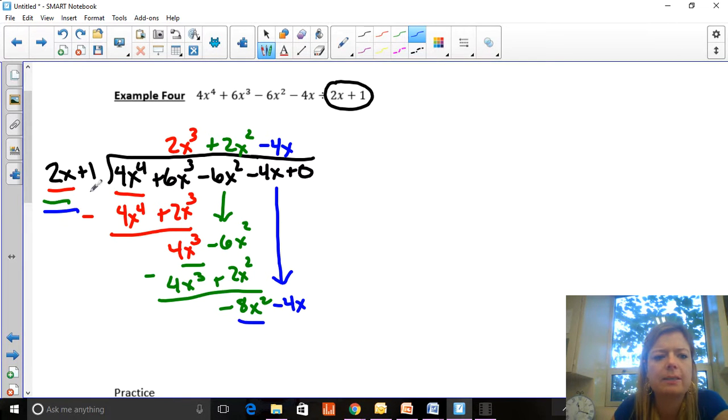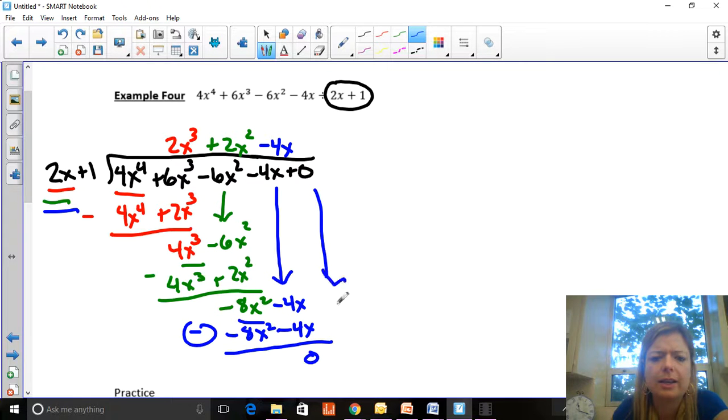Multiply this times this, so minus 8x squared minus 4x. I subtract, and I get 0, okay? And that's okay. And then I add my 0, so I end up just getting nothing else up here, so plus 0, because 0 divided by 2x is 0. That's not undefined. 0 divided by something you can do. So I just get plus 0. So that's my answer there.